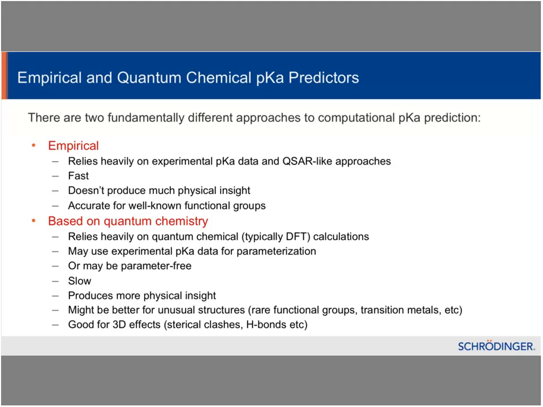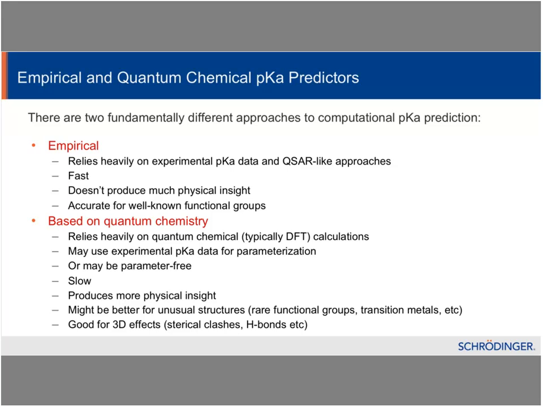It is usually good for well-known functional groups, but when your molecules become more complicated, and contain more unusual functional groups and more functional groups in number, you probably want to use a quantum chemical method, because it relies heavily on quantum calculations, so basically ab initio calculations from first principles.